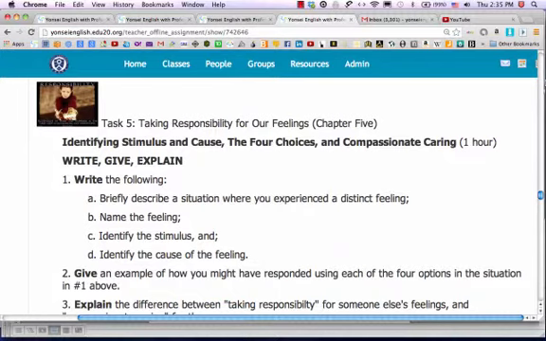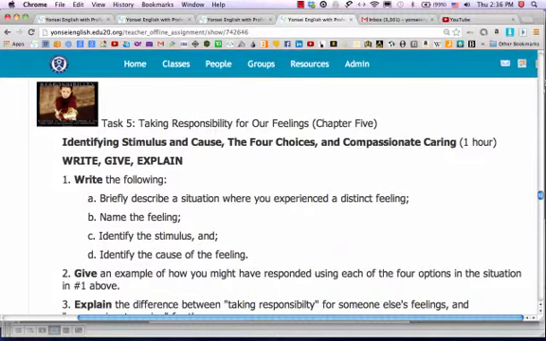There are 3 steps: write, give, and explain. So number 1, I'd like you to write the following. I'd like you to briefly describe a situation where you experienced a distinct feeling. Okay, just one sentence in which you experienced a distinct feeling.